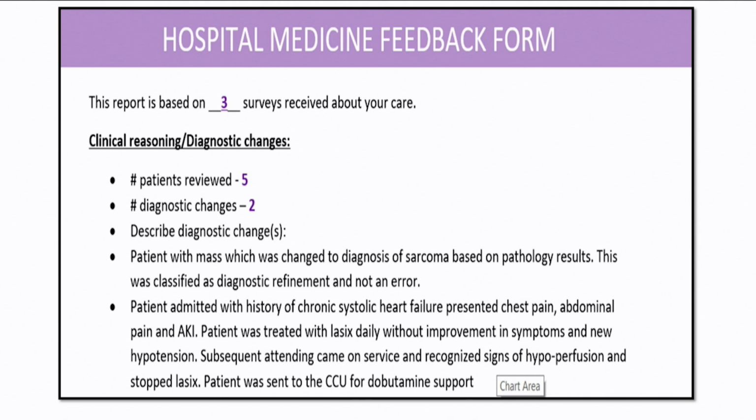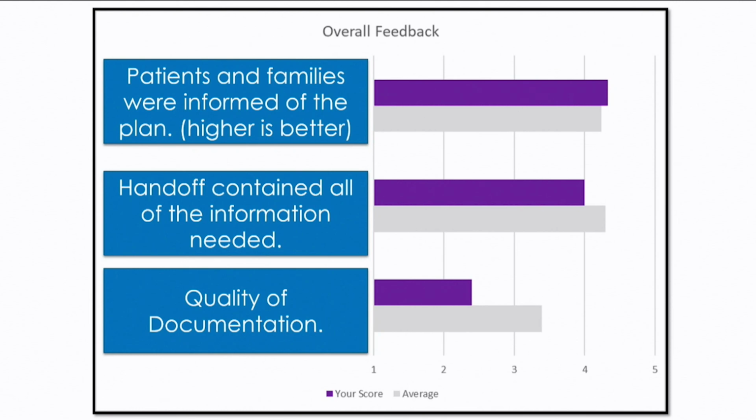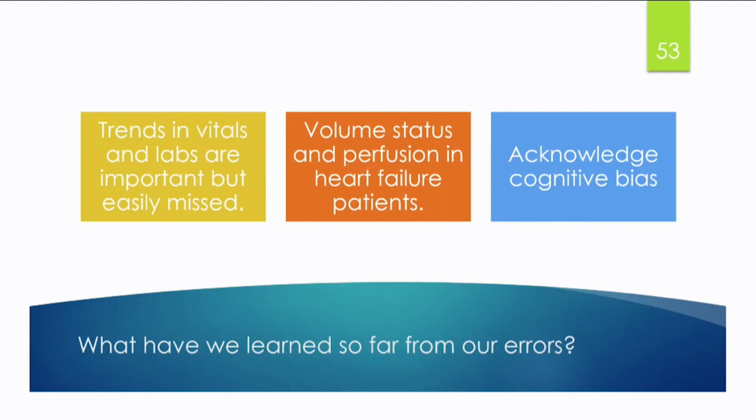The second one was an error, a patient with chronic systolic heart failure who came in for chest pain, abdominal pain, AKI, was on Lasix for a couple of days without improvement and had new hypotension. The subsequent attending came on service and recognized the signs of hypoperfusion and stopped the Lasix, and the patient was sent to the CCU for dobutamine support. So that felt like that was an error. They also received feedback on the things they wanted, so the handoff, the communication, and the quality. So the purple is their score compared to the average in the division.